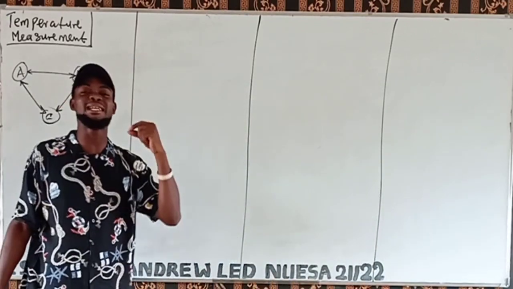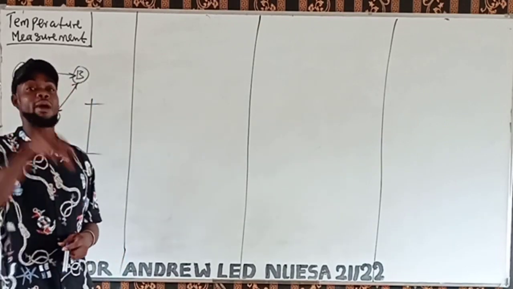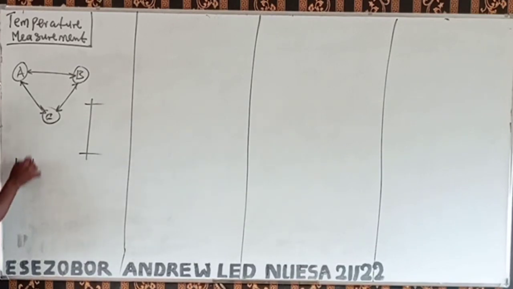Then also what we call the useful temperature scales. We have the useful temperature scales, and one of these scales is the Kelvin scale.